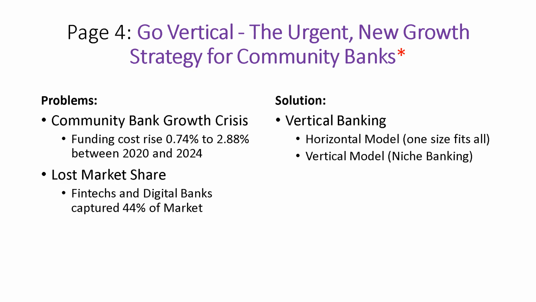So the author's solution to these two problems was what he called vertical banking. Horizontal banking, or the horizontal model that I think most banks use, is one size fits all. They have all these different services, and no matter what community they're trying to service, everybody gets offered the same service. Whereas with the vertical banking model, the author suggests that you redefine what we mean by community.